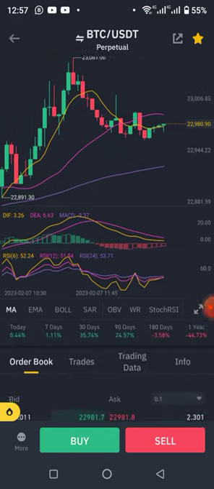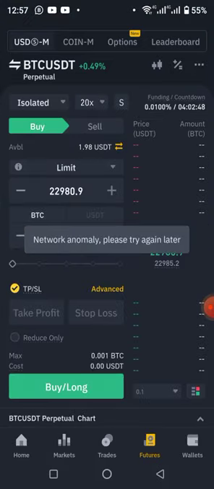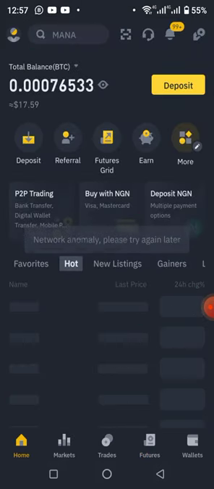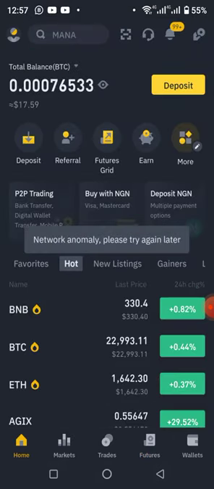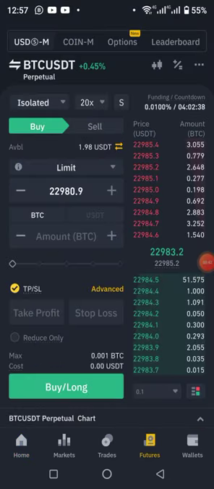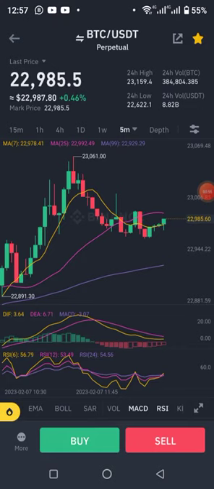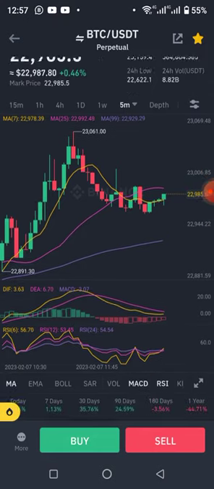I'm on my Binance futures now. Okay, so you can see this is the home page, and this is the futures page here. This is where you see your technical analysis, your chart. I'm not trading, I just want to show you how to use the MACD indicator and also the RSI. So now you can see this is the chart here.